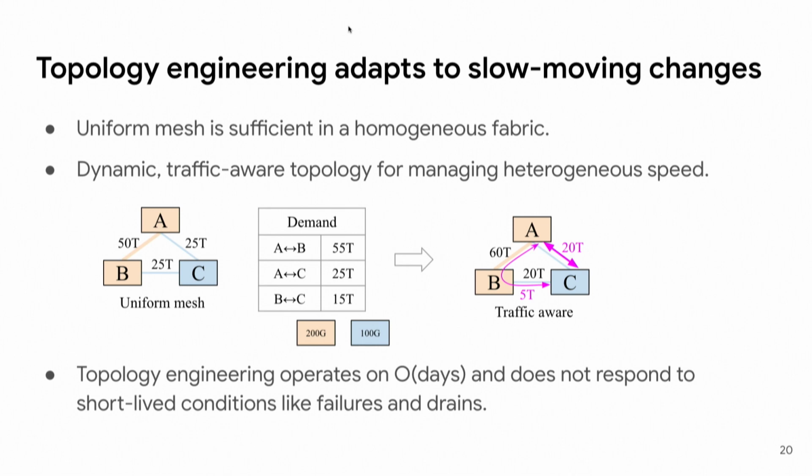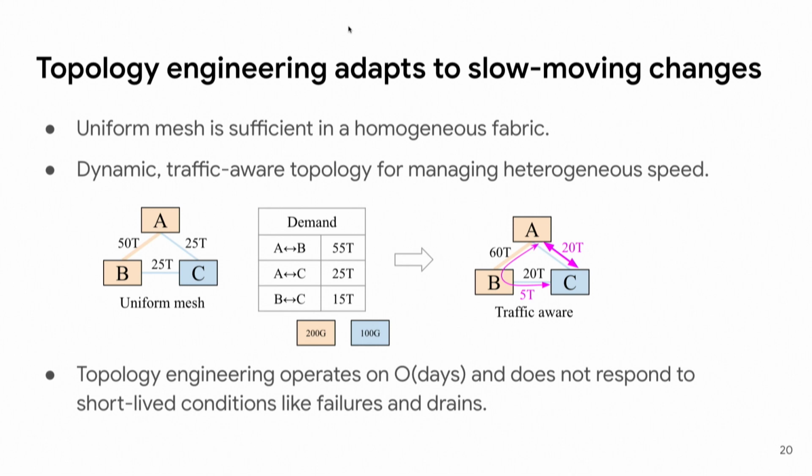Now, a second key component that enables direct connect architecture is what we call topology engineering. We have actually proved in the paper that a static uniform mesh is sufficient for homogeneous fabric, provided that the traffic follows the gravity model. Well, we already established that our fabrics are anything but homogeneous. So we need to use dynamic and traffic-aware topology to manage the speed heterogeneity.